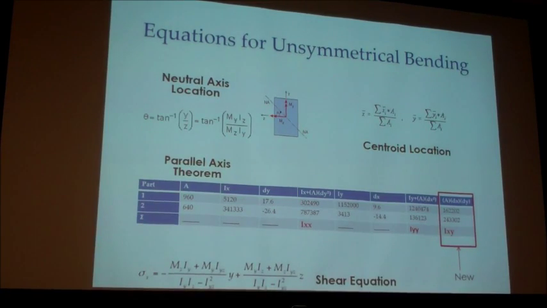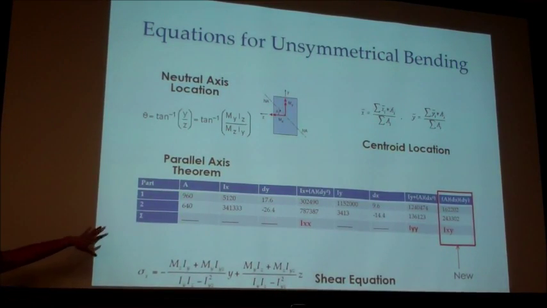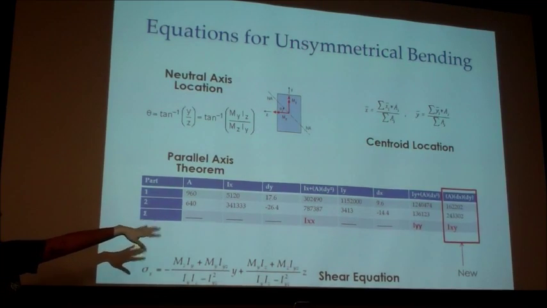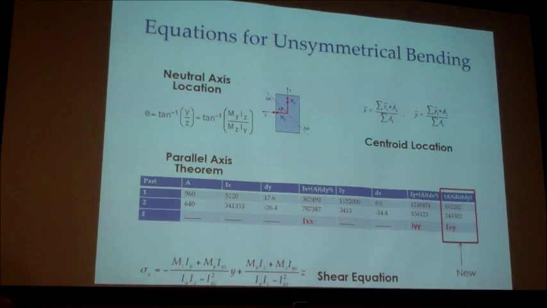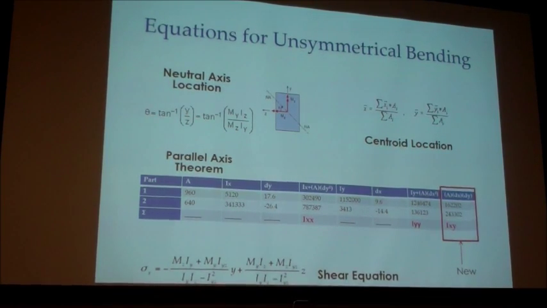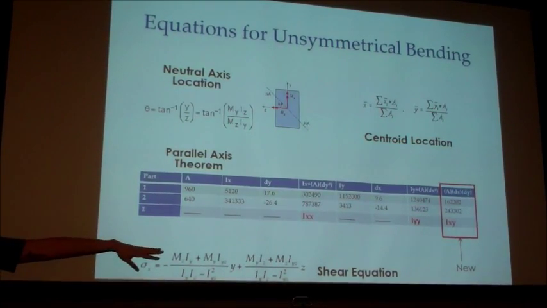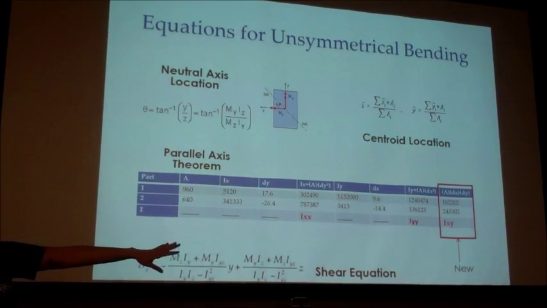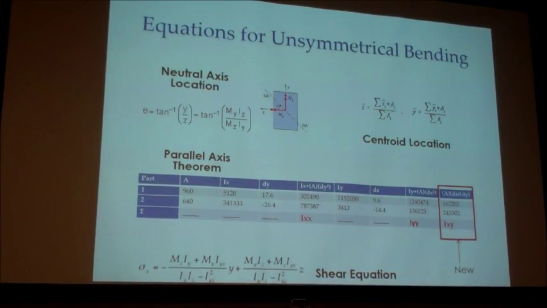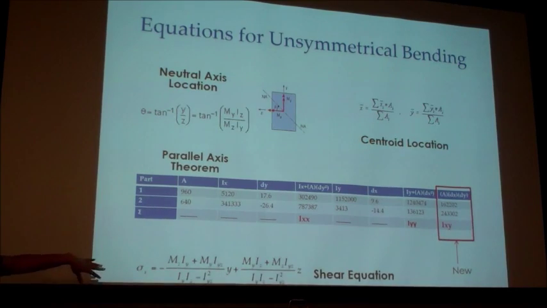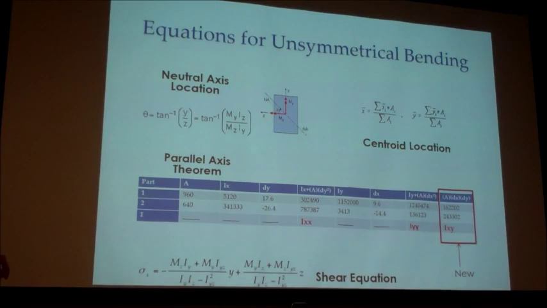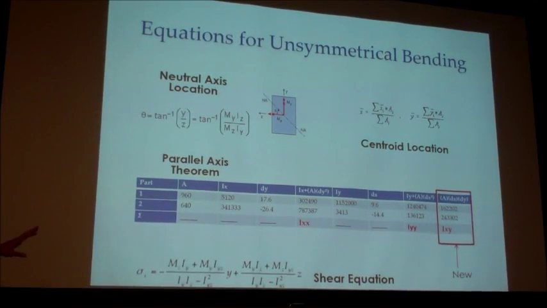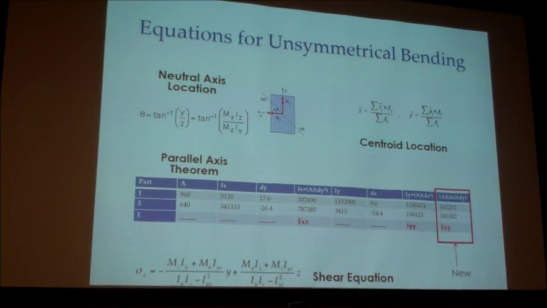Those are equations we've used before, and then the parallel axis theorem, which we've used before for Ix and Iy, but now that we have unsymmetrical bending, we also need Ixy, which is that far right column over there, area times dx dy. And then utilizing that table, you plug into the shear stress equation down here at the bottom, utilizing the moments and the second moment of area that you did in the table.